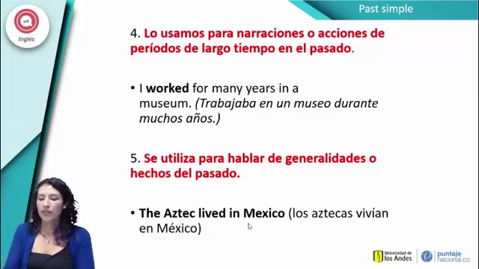Okay, you use it to talk about generalities or facts. This is important to remember. We use it to talk about facts in the past. So, as the one we have here, the Aztecs lived in Mexico. It is a fact. Los aztecas vivían en México. So the Aztecs lived in Mexico.